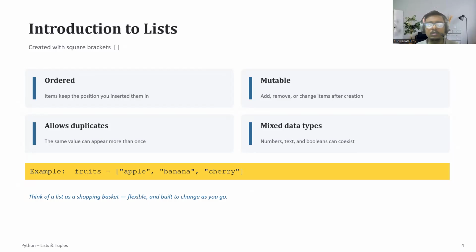It can have mixed data types. That means you can store different data types. It can be a number, obviously text, a boolean, etc. All of these things can be done in the case of a list. I will show you a small example of a list.